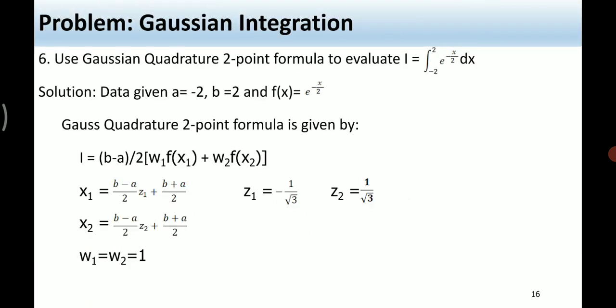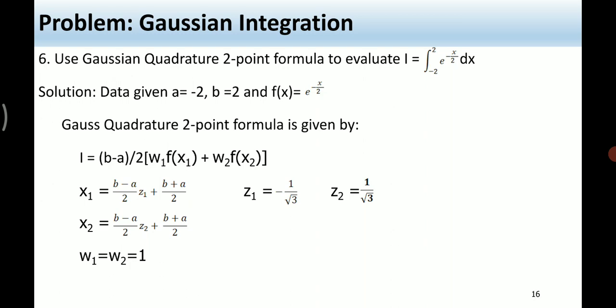The next problem is on Gaussian integration, or Gaussian quadrature. Use the Gaussian quadrature 3-point formula to evaluate I equal to the integral of e power minus x by 2 into dx. The limits given are -2 and 2. For this the solution is a equal to -2, the lower limit, and b equal to 2, the upper limit, and f of x is equal to e power minus x divided by 2.